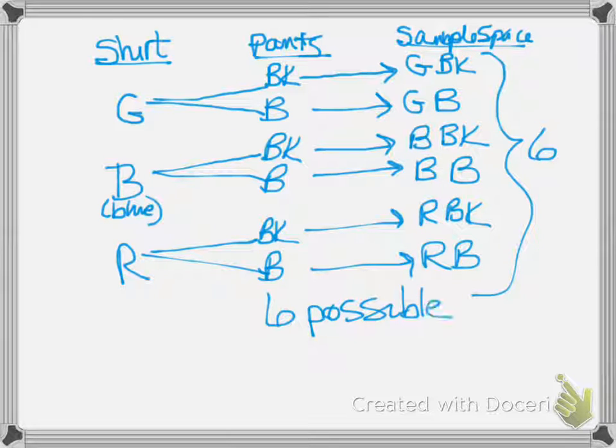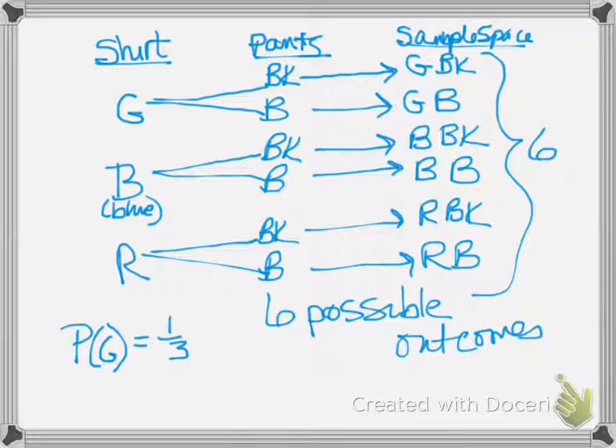Are there any questions? Okay, I know that this wasn't on there, but just so we have some practice at probability, what would be the probability that we're wearing a green shirt if we picked one of those outfits at random? 1/3, because out of those 6 outcomes, this one has a green shirt and this one has a green shirt. So 1/3, 2 out of 6.